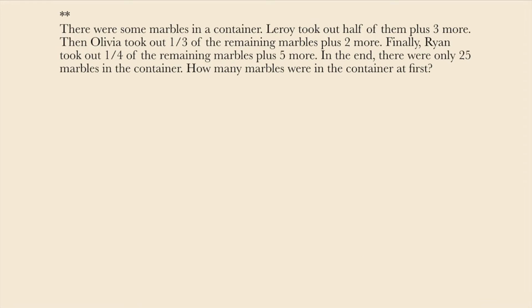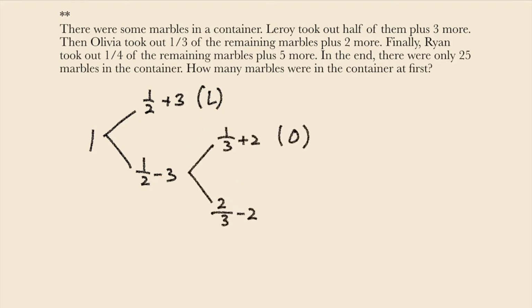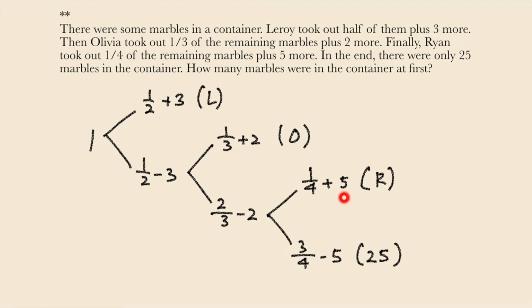There were some marbles in a container. Leroy took out half of them plus 3 more. So this right here, hopefully you can recognize as a branch method B question. So half the total plus an actual 3 marbles went to Leroy. The other branch is like so. Olivia took out 1/3 plus 2 more for Olivia. Next, Ryan took a quarter of the remainder plus 5 more for Ryan. Well, you see, as questions get more and more difficult, you might see more branches. But the technique remains the same. In the end, there were only 25.